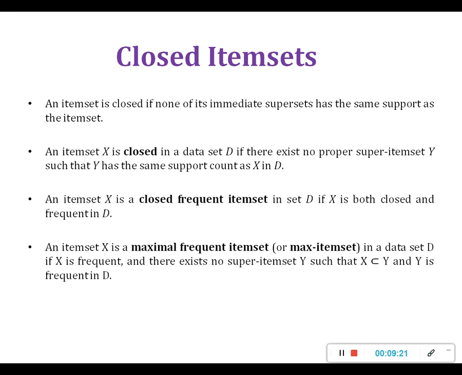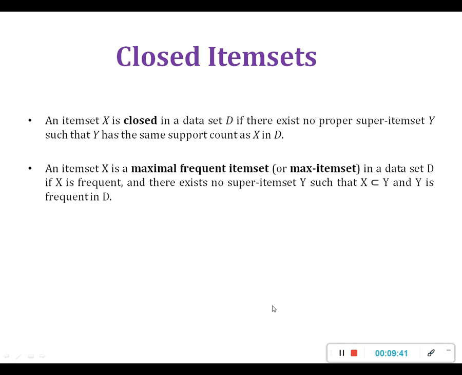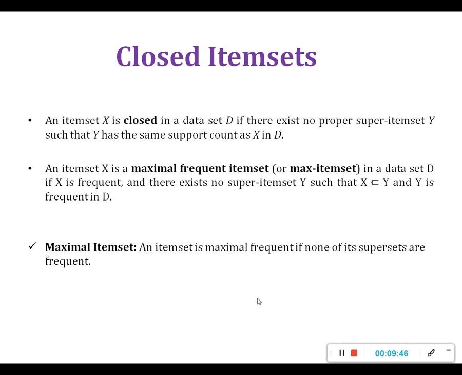If X is frequent, and there exists no superset Y such that X is a subset of Y and Y is frequent in D. So if we want to know in simple terms how we are going to define these two definitions: the maximal itemset is nothing but an itemset that is maximal frequent if none of its supersets are frequent.